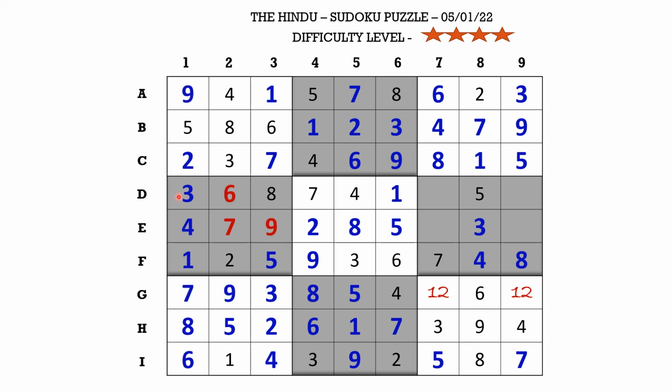In row D, there are only 2 empty cells. Missing numbers are 2 and 9. There is a 9 in the 9th row, so this cell, that is D9 takes 2 and D7 takes 9.